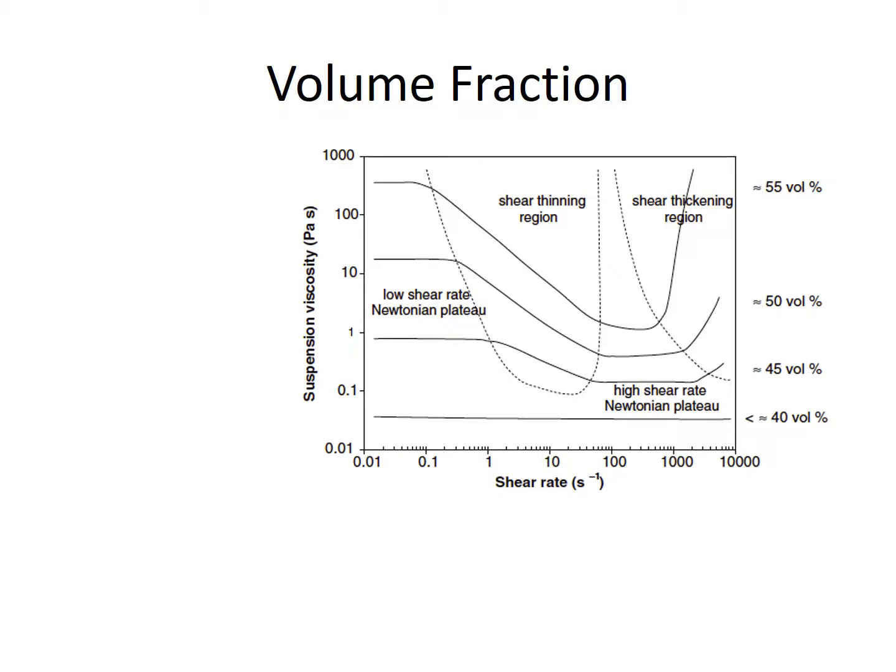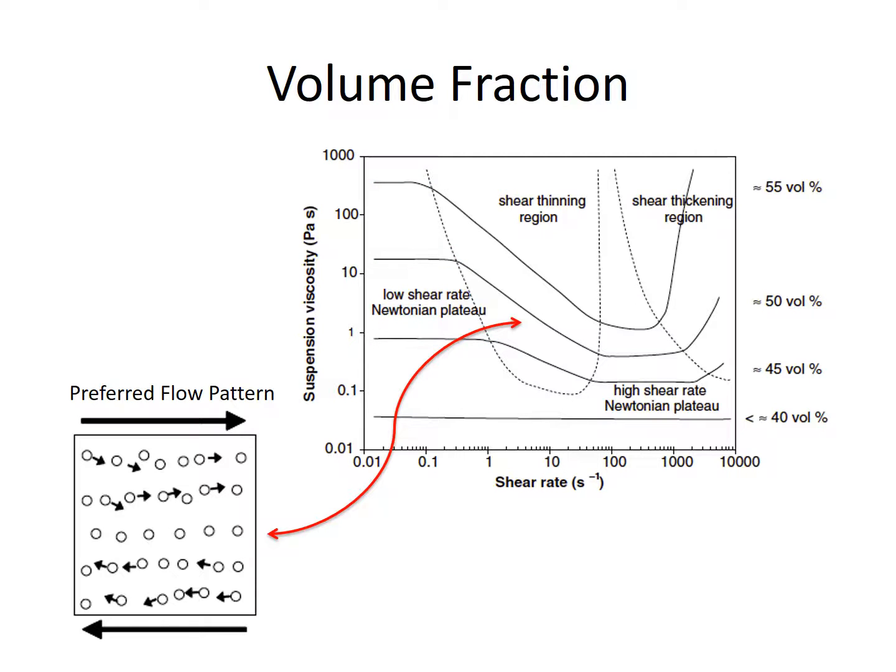At higher volume fractions, we begin to see shear thinning behavior in the colloid. In this region, the shear rate is low enough that Brownian motion dominates the motion of the particles, causing the particles to try and move past one another, which leads to lots of drag and increases the viscosity. As the shear rate increases, we move into the shear thinning region.